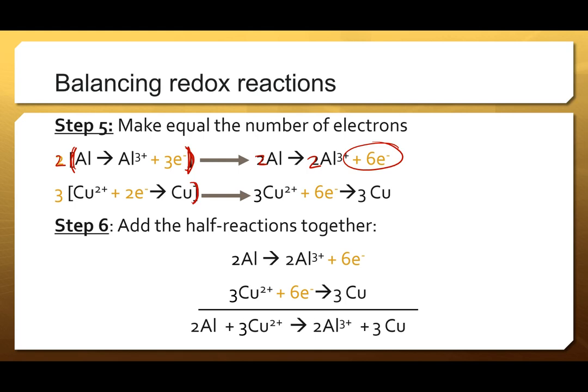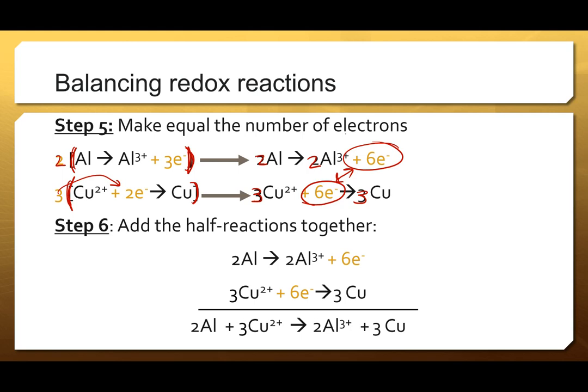And the copper reaction, we're going to multiply by 3. So it's going to put a coefficient of 3 in front of everything. And then 3 times 2, that guy's going to be gaining 6 electrons. So we lose 6, we gain 6. That is a balanced redox reaction.